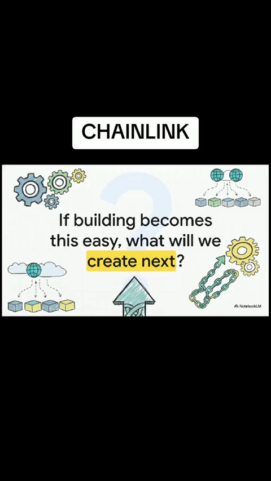The vision of Chainlink 2.0 isn't just about making better oracles. It's about tearing down the barriers to building these sophisticated, secure, globally connected apps. So if building on blockchain becomes this easy, if we can finally combine the absolute trust of the chain with the infinite power of the off-chain world, what are we going to build next?